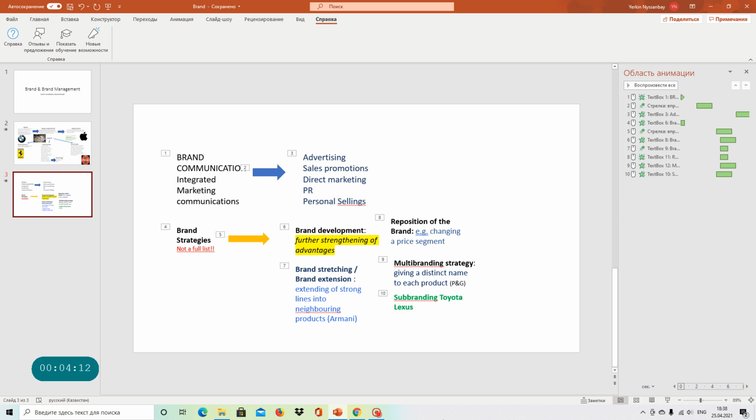A multi-branding strategy, a perfect example of which is Procter & Gamble, is to give a distinct name to each product which we produce. So we can be the owner of 100 brand names, so-called registered trademarks. Another strategy is the very famous Toyota strategy in sub-branding, where Toyota modifies associations of the parent brand and creates a new brand identity by introducing another brand called Lexus.